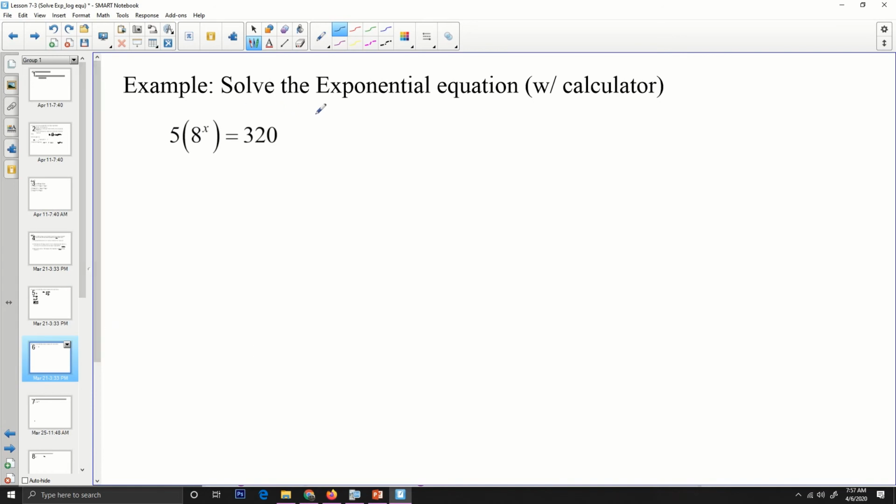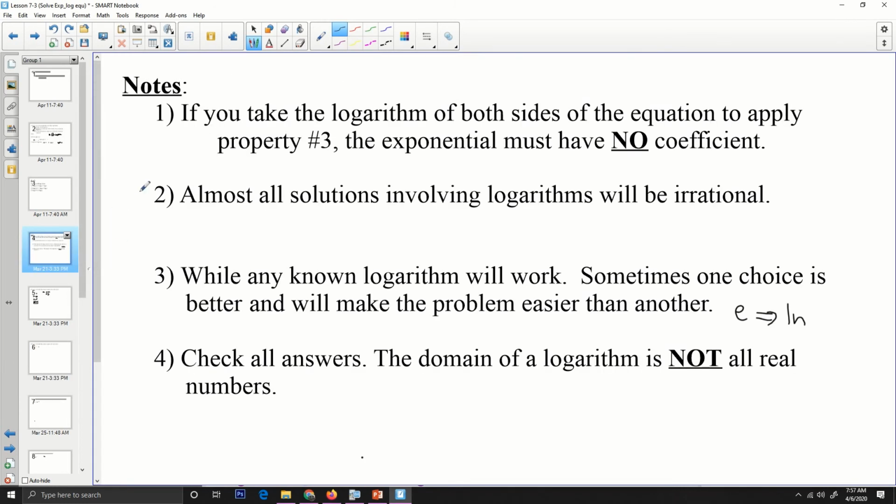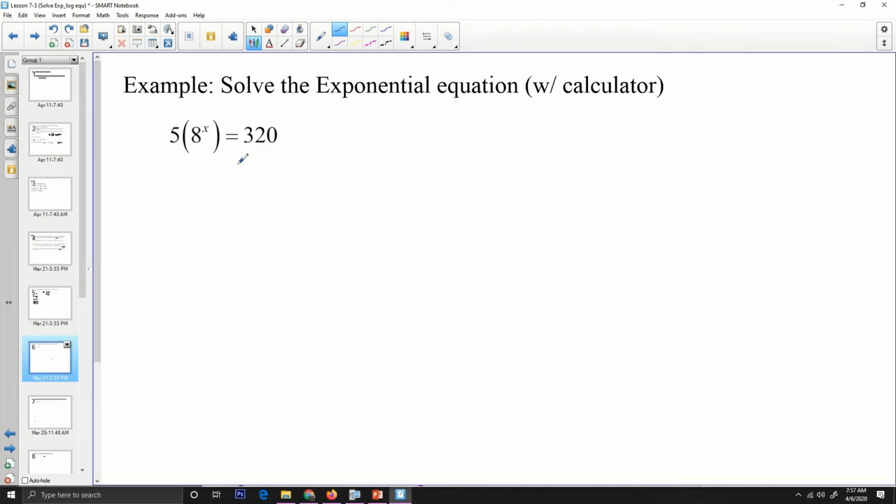All right, so solve the exponential equation. This will take a calculator, and I'm going to need to use the logarithm. And just as a recall from the notes, this is where I'm illustrating this first one. If you take the logarithm of both sides of the equation to apply property number 3, the exponential must have no coefficient. So right here, I have an exponential with a coefficient. So before I can do anything with this thing, I have to divide both sides by 5. That way I can get rid of that coefficient in front of that.